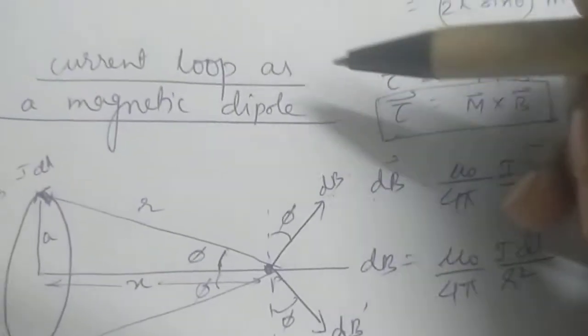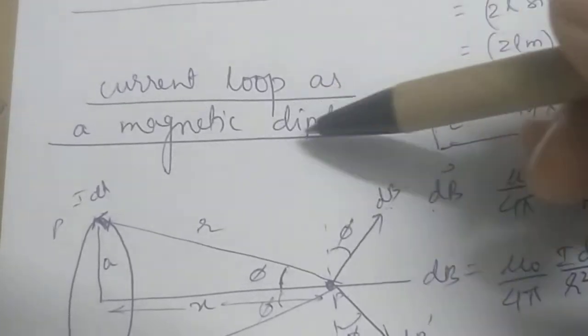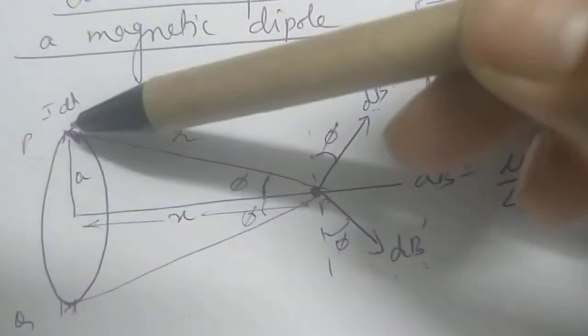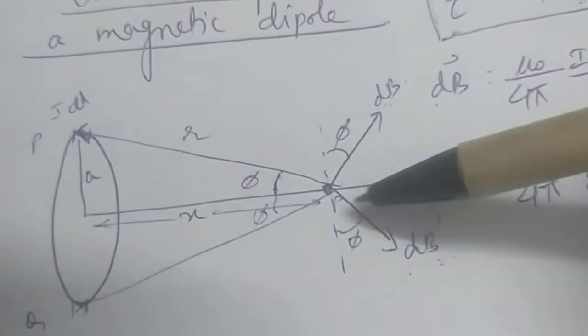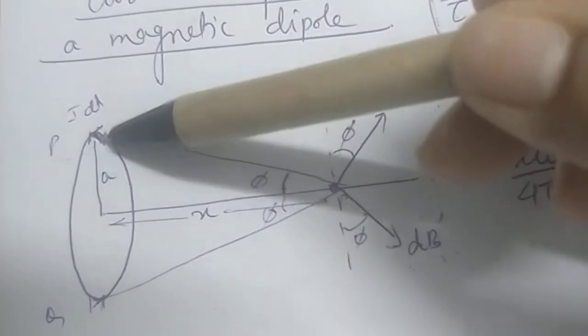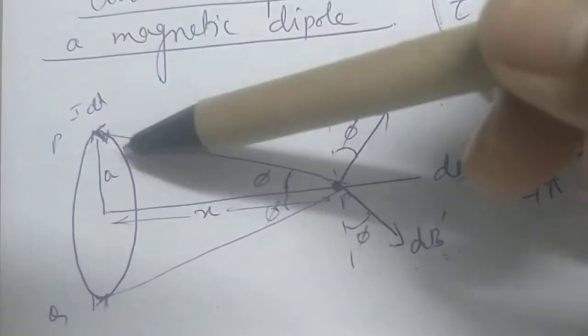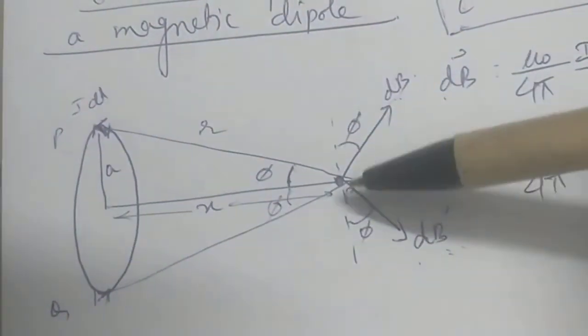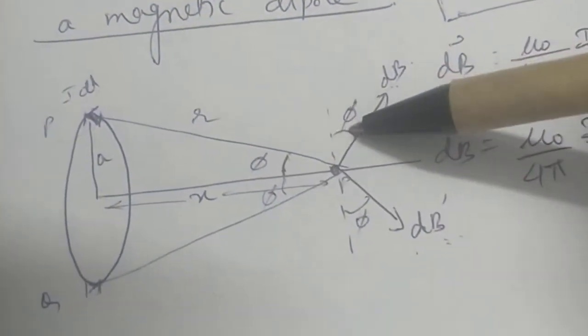So children, the next topic is current loop as a magnetic dipole, and this topic we have already done in the previous chapter, where this is the current loop, and on this axis at any point P, if we have to find the magnetic field, then we took this current element on top, IDL. This is the position vector R, this is the radius, this is x, and if this angle is phi, then this angle will also be phi.